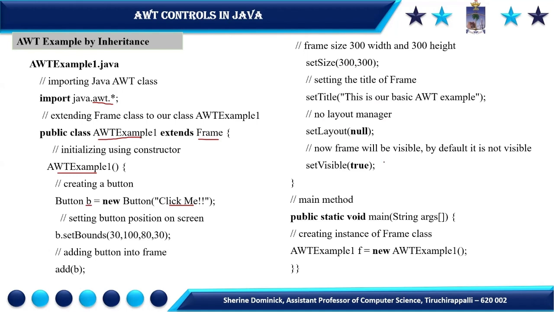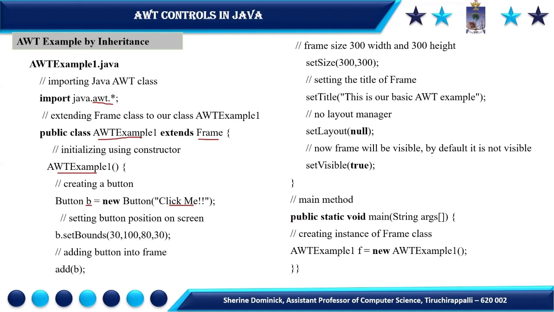Now the frame will be visible by default. If it is not visible, we have to give setVisible equal to true. By default, it will be visible. If we want to hide the visibility, we can give this method setVisible and set the value as false in case we want to hide this particular frame.